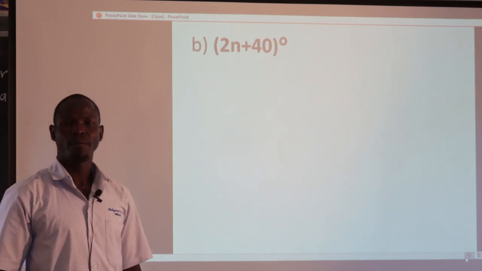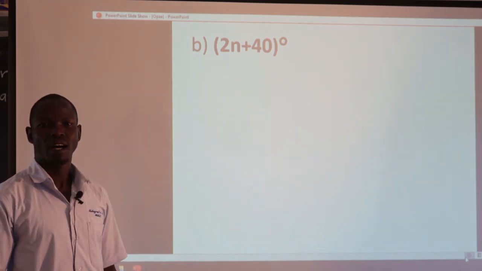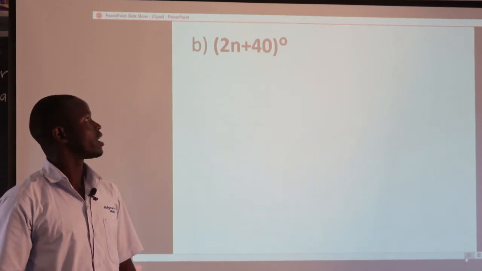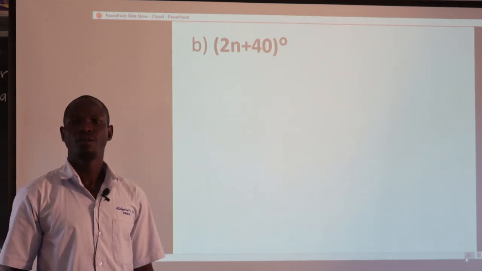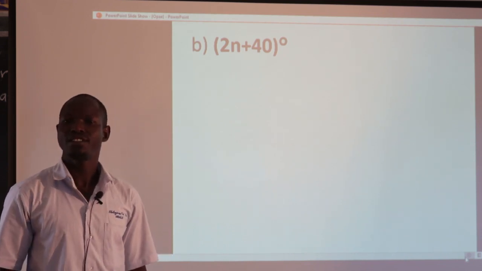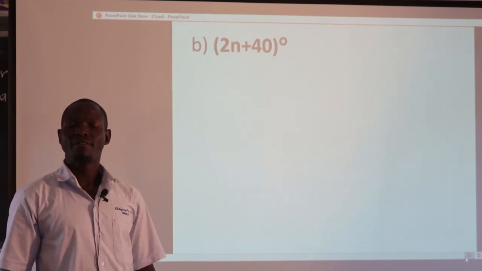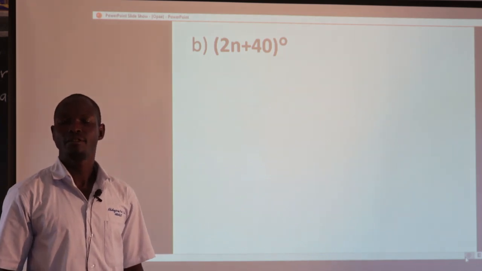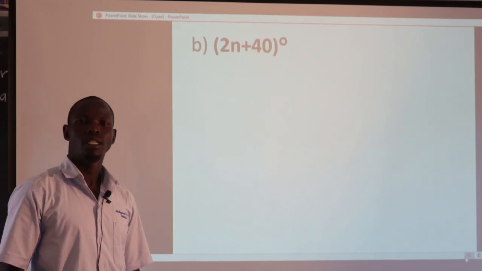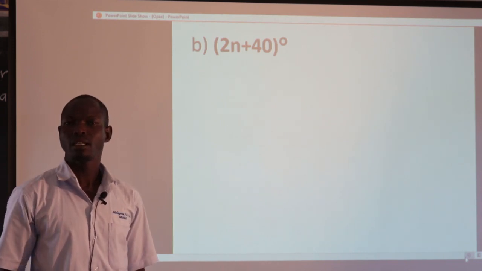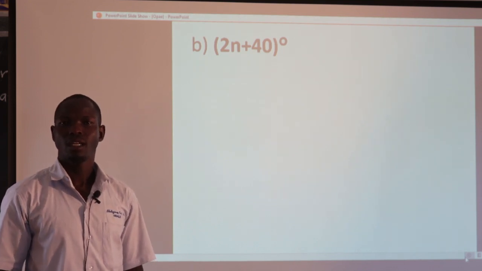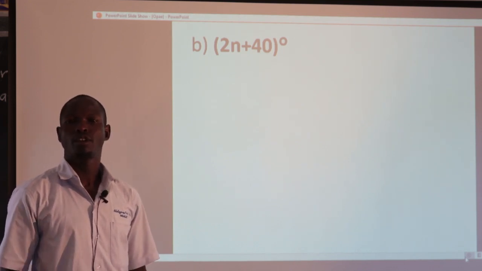Let's look at example 1b. As you can see from our board, we have in brackets 2n plus 40 degrees. Those brackets are very important; they have to be there. You can see that there is a letter, which means this is one angle, but it has two parts. It has an unknown, and it has a number. So it is an expressional angle.